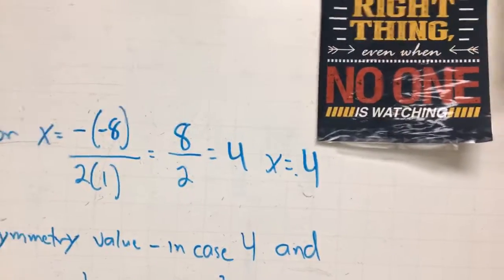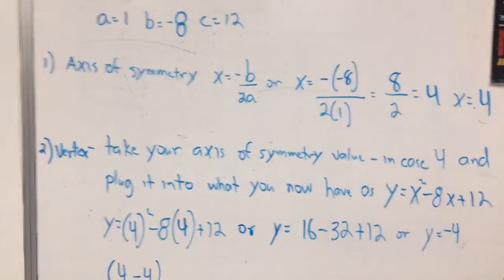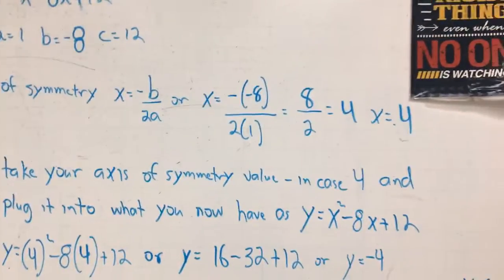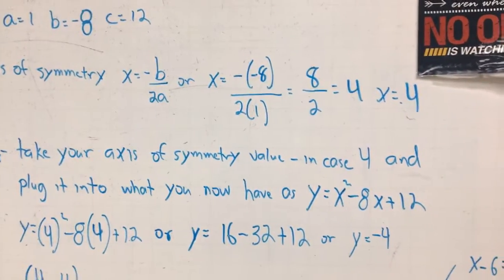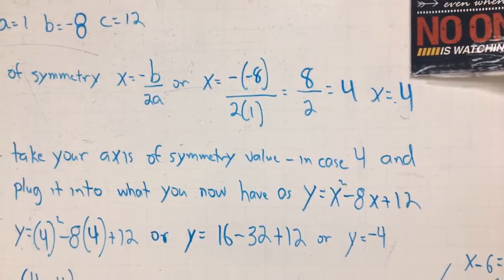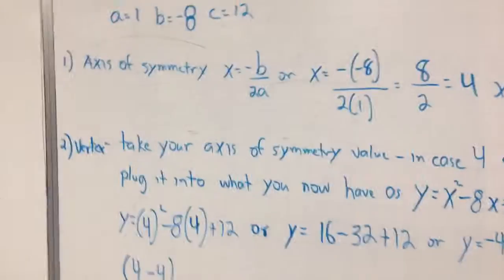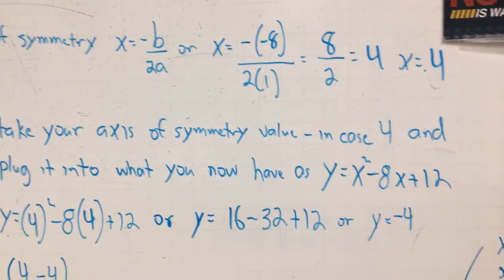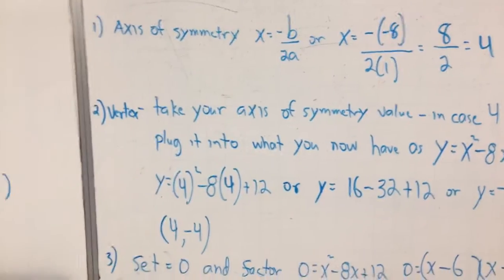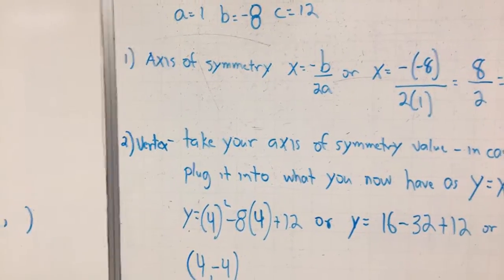Take that 4 and use it to find the y component of the vertex. Take your axis of symmetry value, in our case it's 4, and plug it into what you now have as y equals x squared minus 8x plus 12. Remember, f of x and y are interchangeable. If you plug that in, you will get negative 4. Okay? That's what you're going to get. So now you know where the vertex is. That's your vertex. So now you have an axis of symmetry and a vertex, and you have a y-axis intercept.